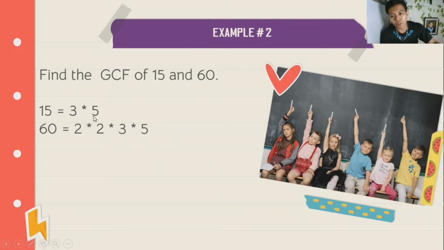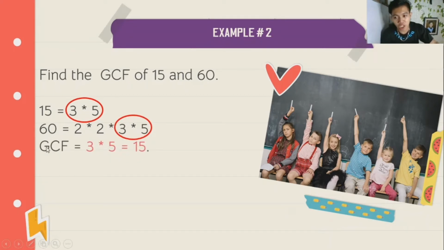Now, anong pagkakapares nila? Parehas silang may 3 times 5. Diba? Therefore, the GCF is equal to 3 times 5, which is equal to 15. So, ang GCF natin ay 15. Okay?